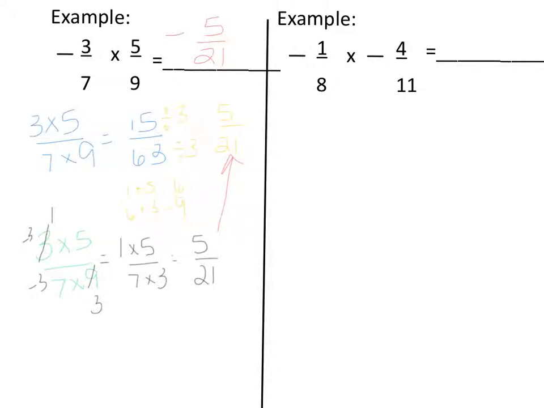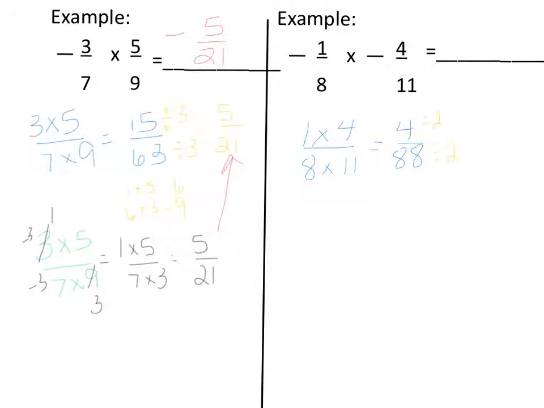Take a look at the second example. Negative 1 over 8 times negative 4 over 11. Don't worry about the negatives yet. We're saying 1 times 4 over 8 times 11. 1 times 4 is 4, 8 times 11 is 88. You might look at this and say, hey, I know that 4 goes into both of those, but the numbers we check are 2, 3, and 5. So we simplify 4 divided by 2 and 88 divided by 2.